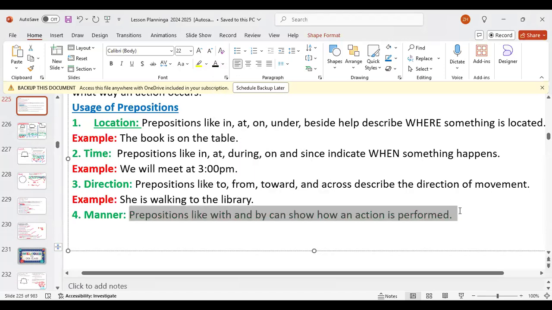So true or false, prepositions can be used to indicate time, location, and direction. True or false?